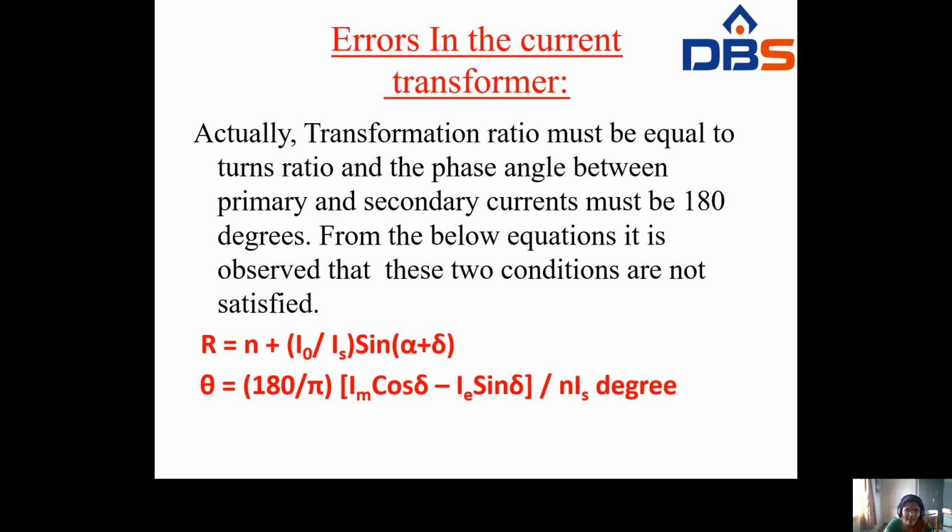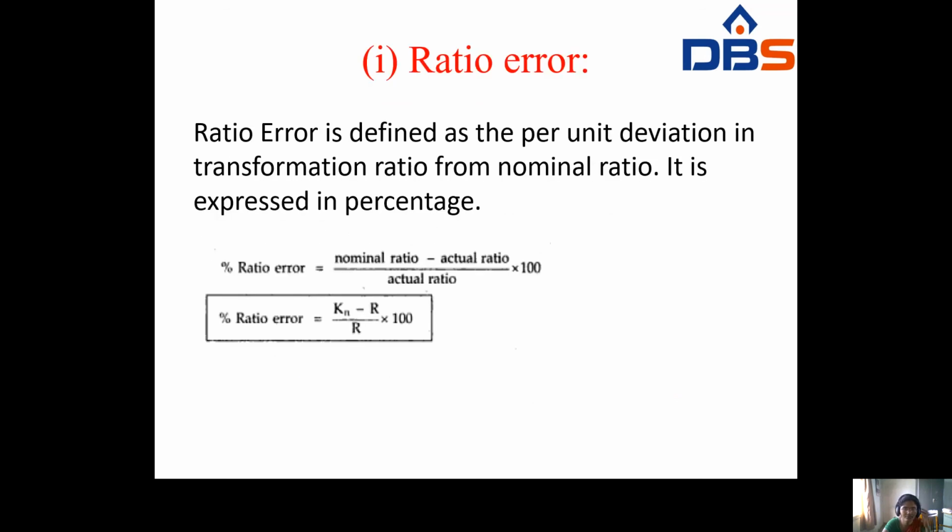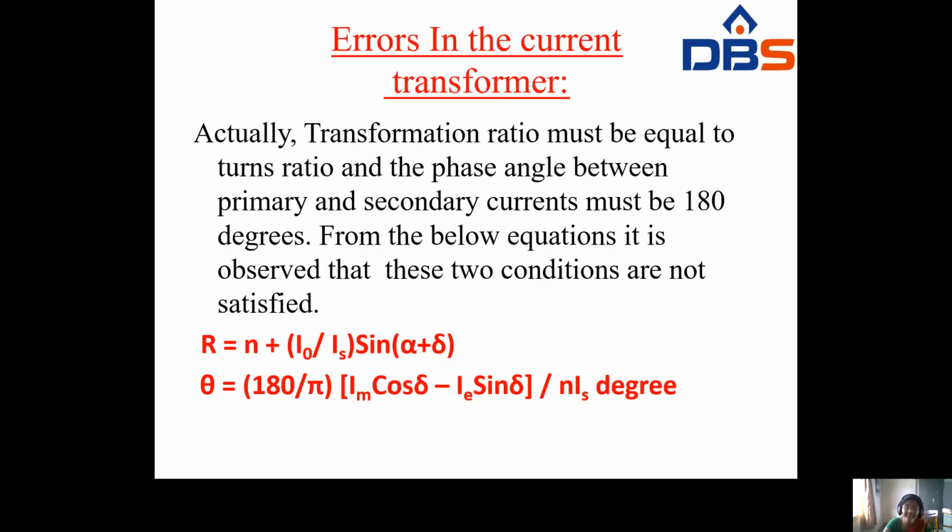Now you have to see the errors in the current transformer. Actually the transformation ratio must be equal to the turns ratio, and the phase angle between the primary and secondary currents must be 180 degrees. Okay, so always the transformation ratio must be equal to the turns ratio, and the phase angle between the primary and secondary must also be 180 degrees. From the below equation it is observed that these two conditions are not satisfied. So those are nothing but the errors in the current transformer.